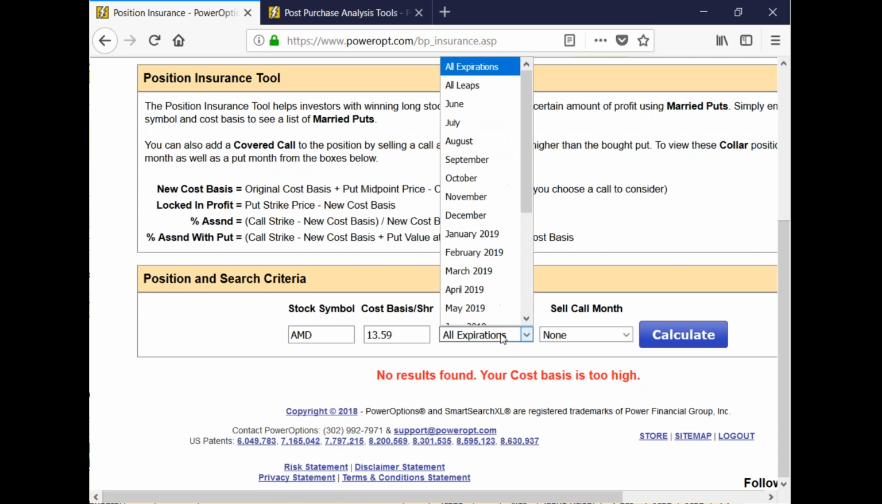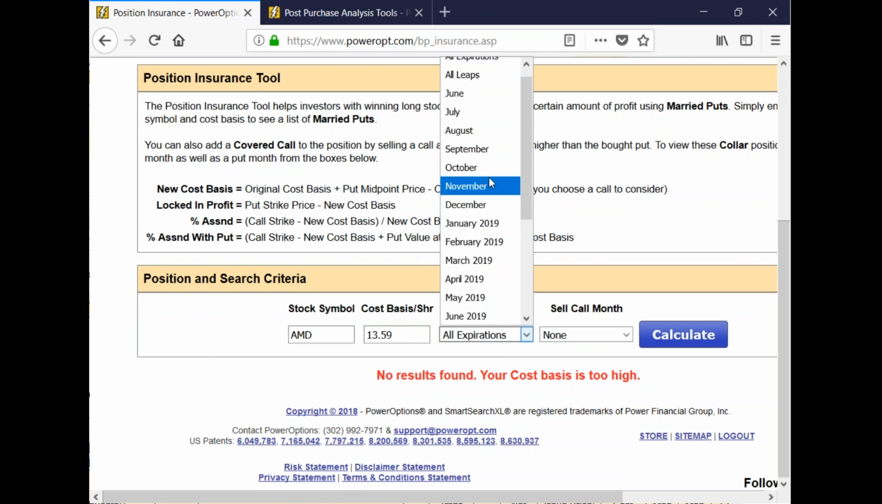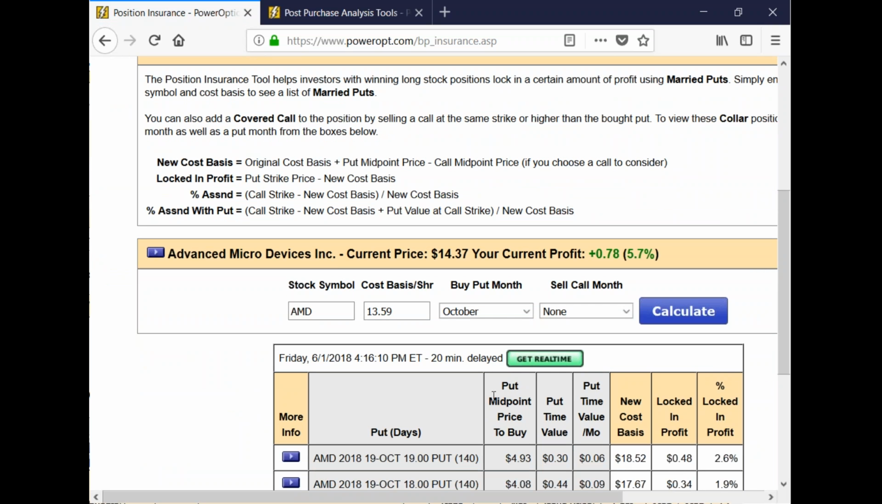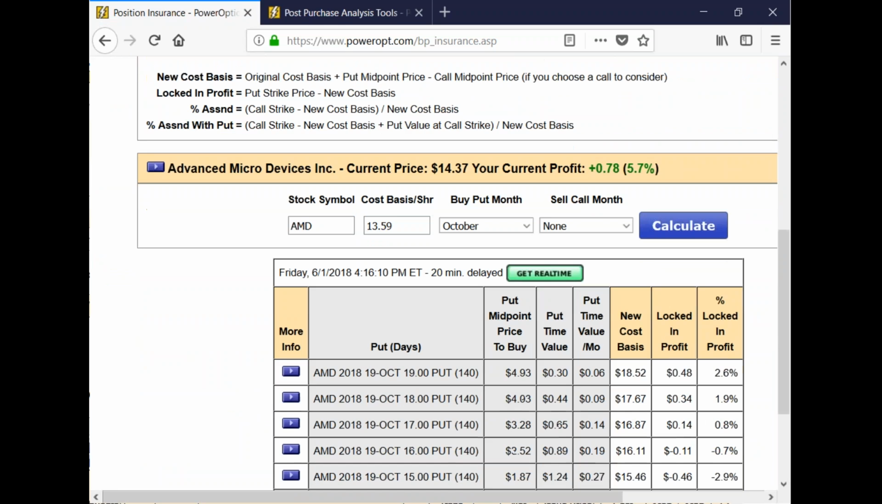I'm going to look to buy a put, and I'm going to start, let's go to October for AMD. Maybe they have expirations in October. Okay. Now what did this tool just do? This tool shows me my unrealized gain on the position up at the top of 5.7%. Okay, so we're looking pretty good there.